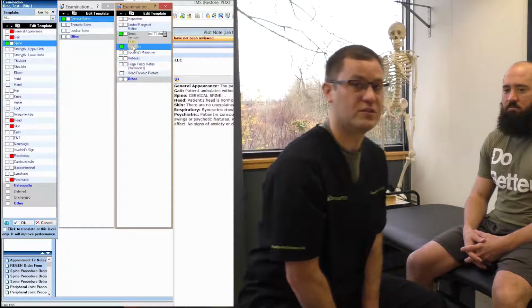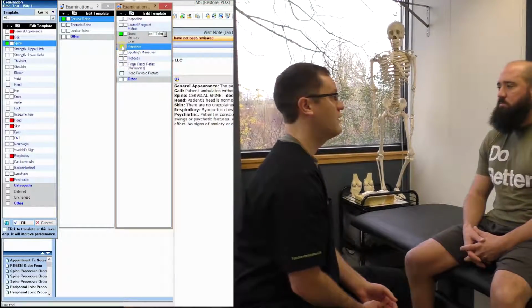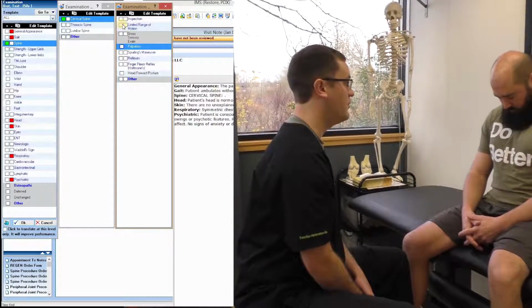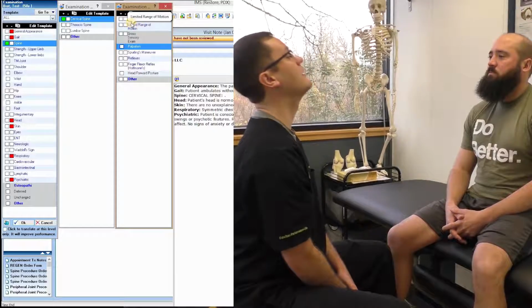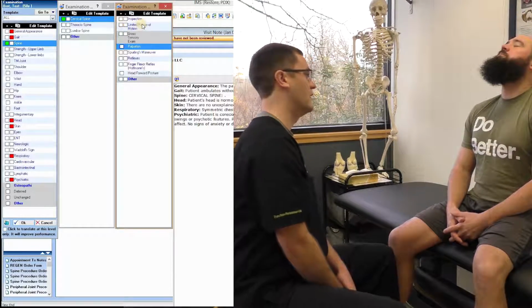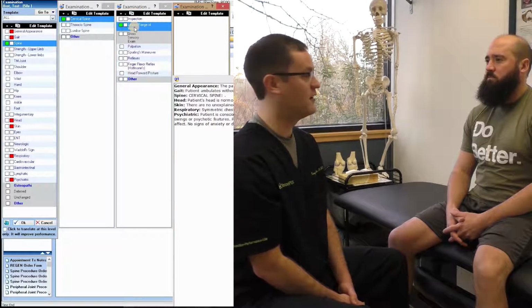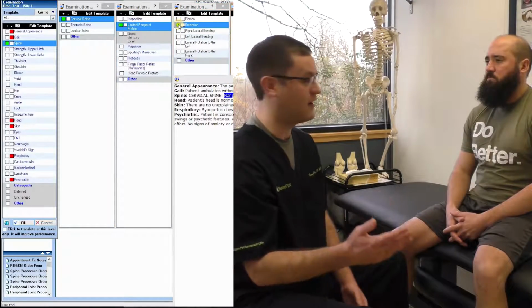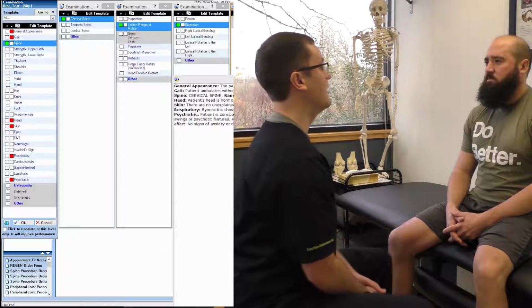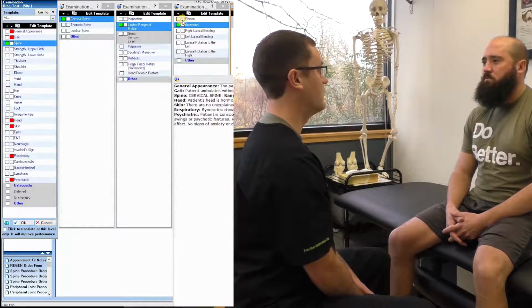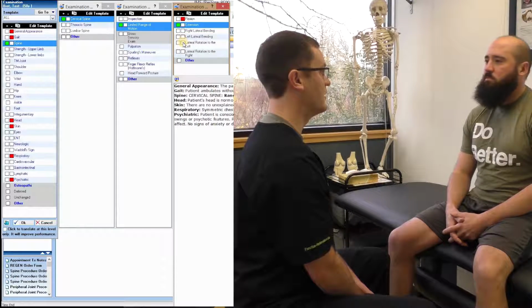So we'll start with cervical range of motion. So Rob, can you bring your chin to your chest? Great. Any pain with that? No. Okay. And then how about extending back? Any pain with that? No pain. Now on that one, he had a little bit of a limited extension, so I'd call that out in the exam. And looking over your right shoulder. Great, that's normal. Over the left shoulder. Very good.